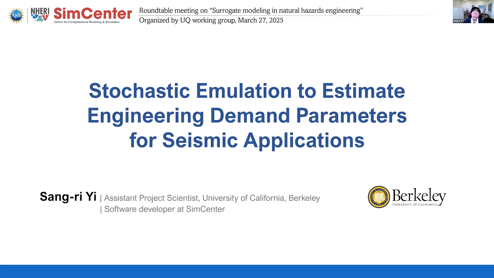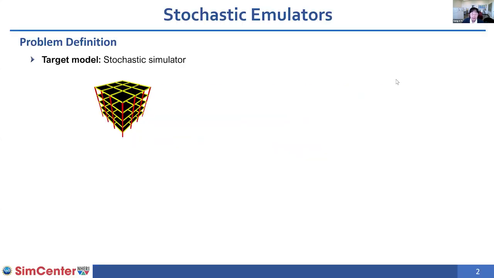I have been a software developer at SimCenter for the past 5 years. So I will talk about how stochastic emulation methods can help us to estimate engineering demand parameters for seismic applications. As Alex gave a really nice overview, stochastic emulators are one of the surrogate modeling methods used for stochastic simulators. That means we have some deterministic parameters as input of our target model, and this model is going to produce random outputs.